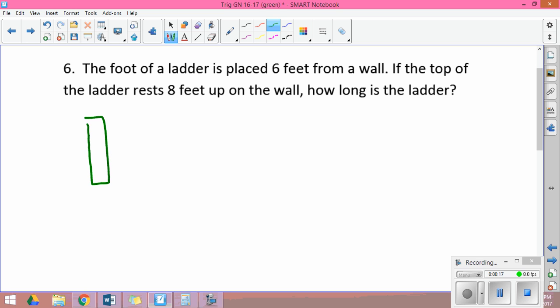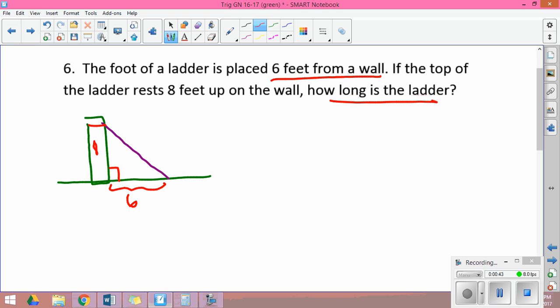So here's our building, here's our ground, and we're going to assume our building is straight. Here's our ladder. So the ladder is placed 6 feet from the wall, so that means that this distance right here is 6. The top of the ladder rests 8 feet up the wall. That means that we're reaching a height of 8. How long is the ladder?